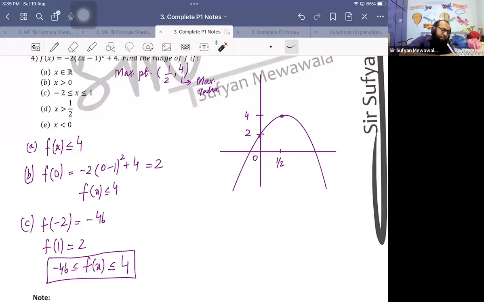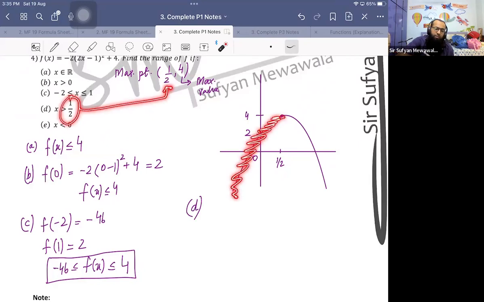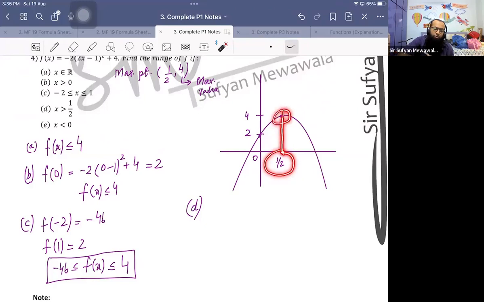Moving on towards part number D. The domain is x is greater than half. Now this half is basically the x coordinate of turning point. So based on the graph, this part will now be omitted. So if x is greater than half, y will be lesser than 4. As 1 upon 2, if we substitute 1 upon 2, we get y as 4.